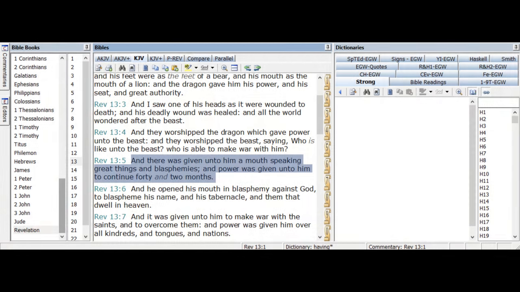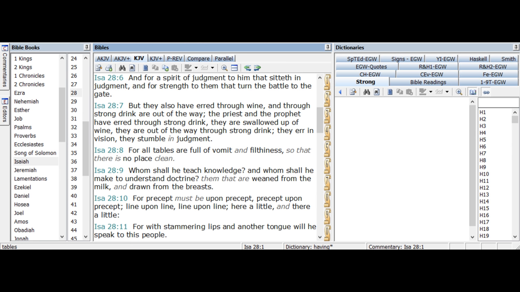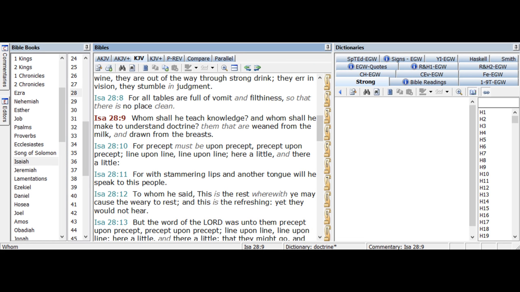Isaiah 28. Let's go to Isaiah 28 really quick, starting from verse 9. It says, "Whom shall he teach knowledge?" Talking about God. "And whom shall he make to understand doctrine? Them that are weaned from the milk and drawn from the breasts. For precept must be upon precept, precept upon precept, line upon line, line upon line, here a little and there a little."